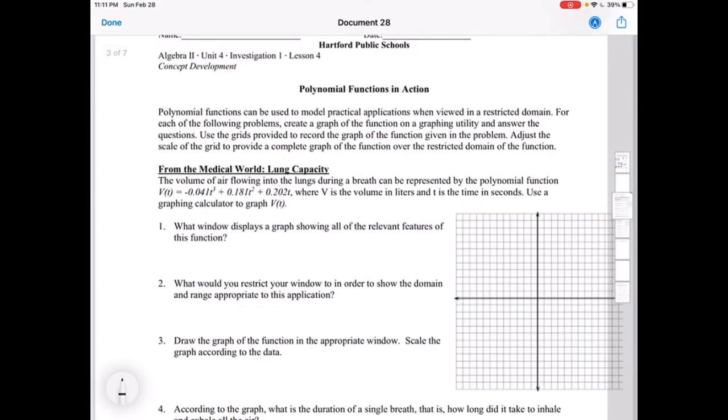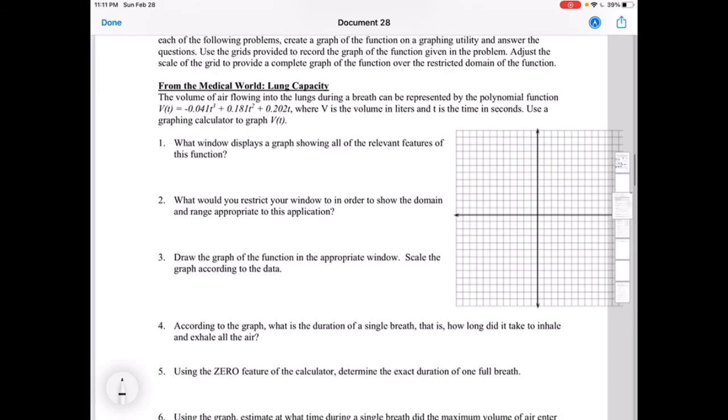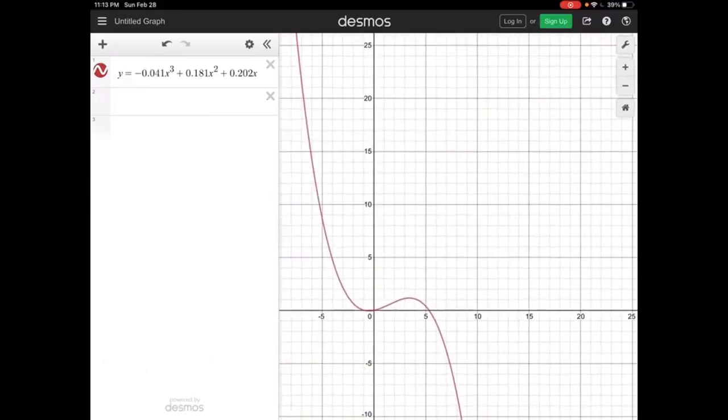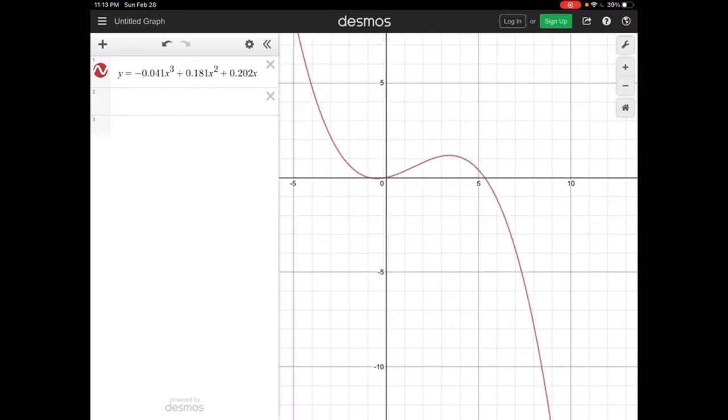This is page 83. We're going to be dealing with a volume polynomial. So this is a really real world type polynomial, right? This says the volume of the air flowing into the lungs during a breath can be represented by this polynomial. The volume, V of t, so V is the volume in liters, and t is the time in seconds. So it says use a calculator. We're just going to be using Desmos to help us, the whole entire thing with all the curves that we need.